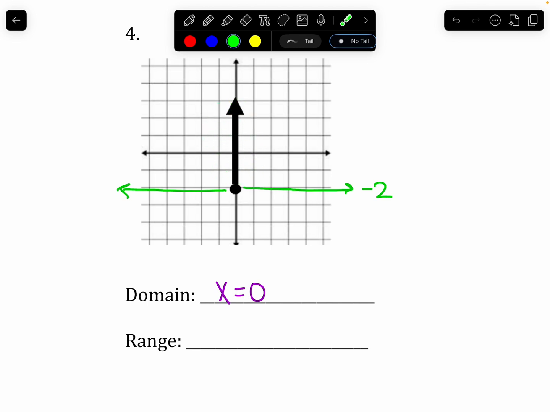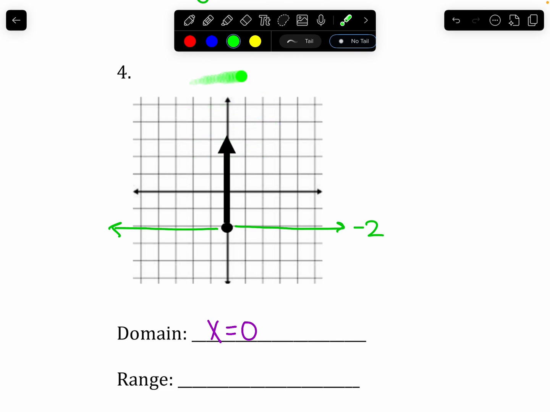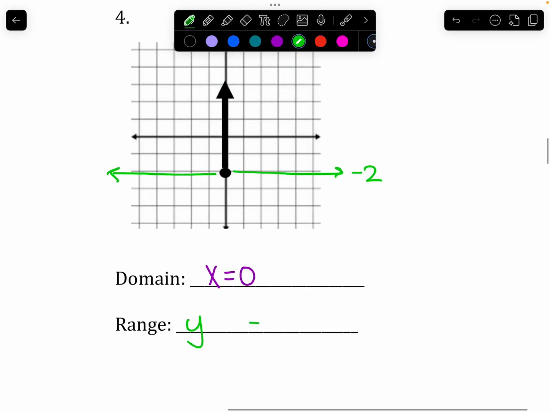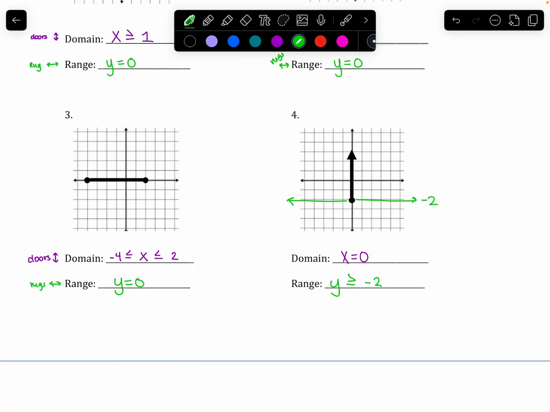And then as I make my way up my graph, hopefully you see that there's an arrow up here, which means that my graph is going to continue on and up forever. So you know that your y values have a starting point but no ending point. Are the y values in your graph bigger than the starting point? Are these values up here bigger than -2, or are they smaller than -2? Well, hopefully you're saying that they're bigger than -2. So you're going to say y is greater than or equal to -2.